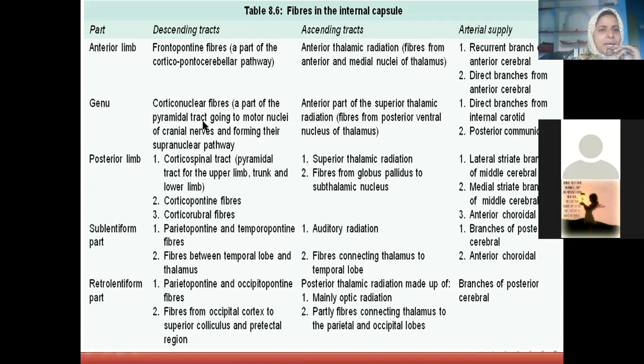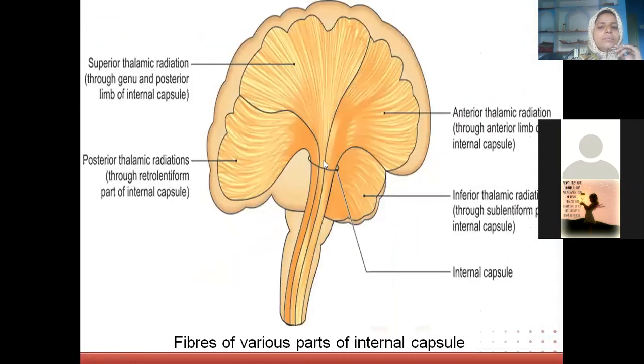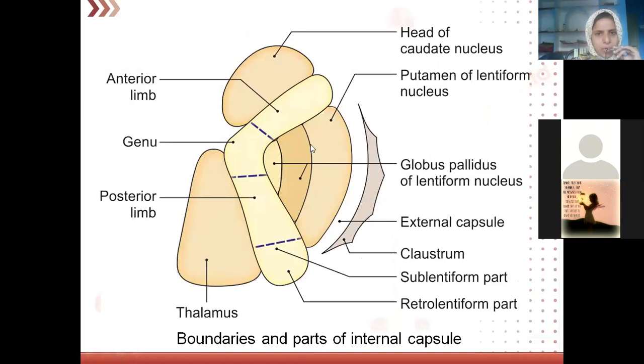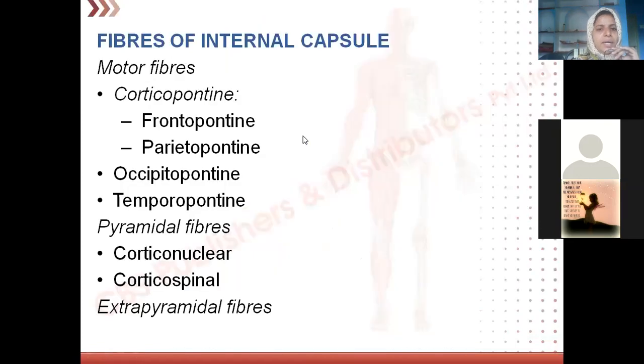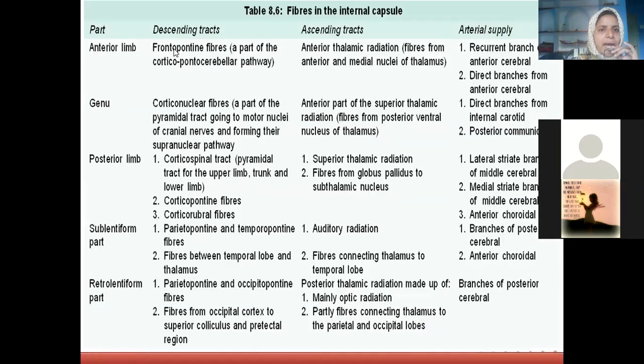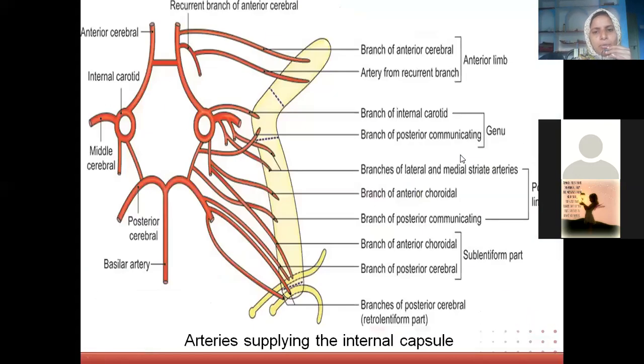Now, coming to the anterior limb, which is the anterior limb here? This one. It is between what and what? Between the lentiform and caudate nucleus. So, in the anterior limb, the motor tracts are frontopontine fibers, a part of the corticopontocerebellar pathway. The ascending sensory tracts we find in the anterior limb are the anterior thalamic radiations, fibers from the anterior and medial nuclei of the thalamus. Now coming to blood supply, see, this is the circle of Willis.